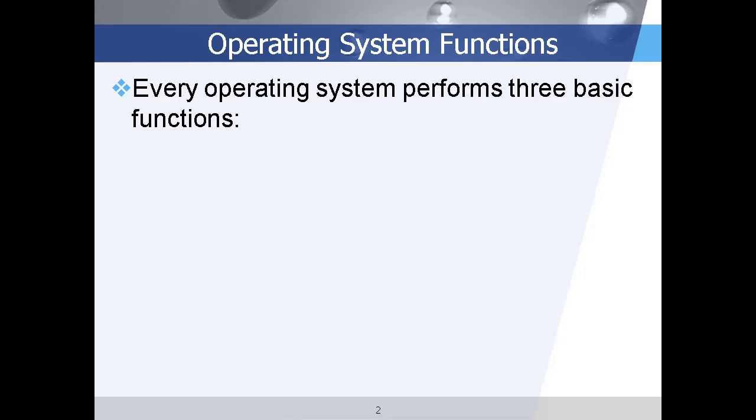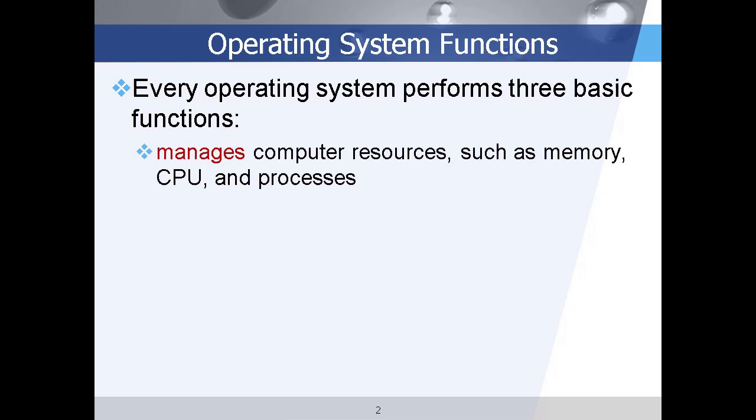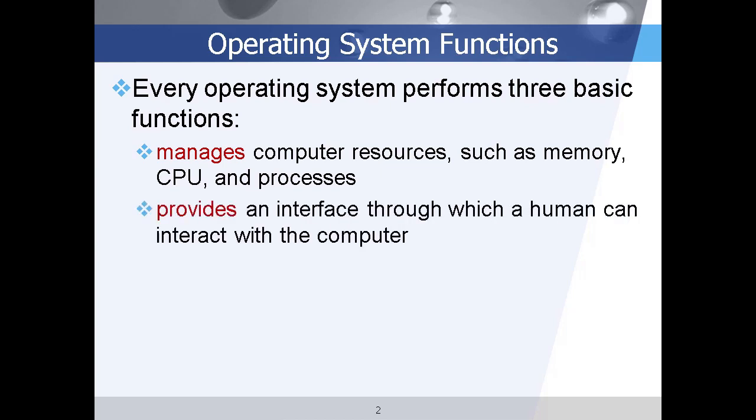The key functions of an operating system mainly include three aspects. The first is to manage the resources such as memory, CPU, processes, and disk. The second is to provide an interface through which a human can interact with the computer.